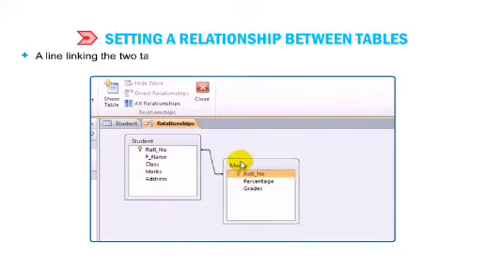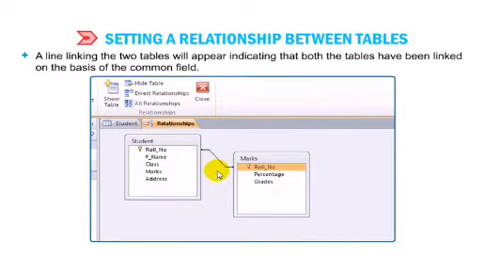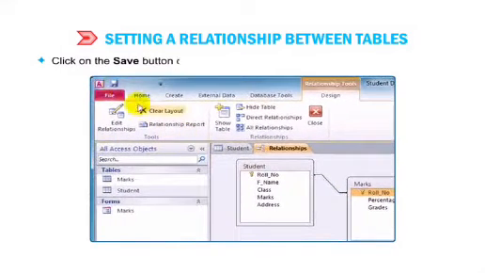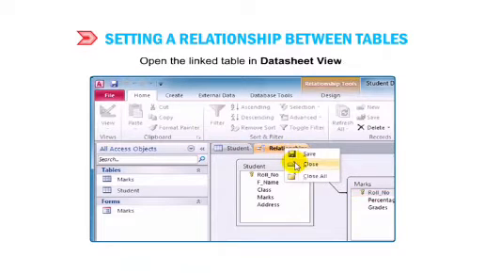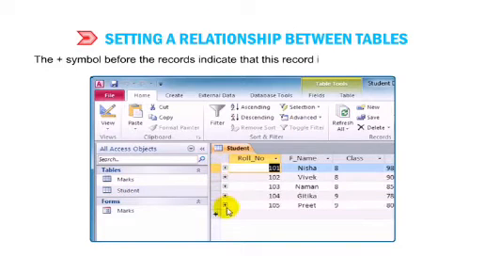A line linking the two tables will appear indicating that both the tables have been linked on the basis of the common field. Click on the Save button on the Quick Access toolbar to save the relationship. Open the linked table in Datasheet view. The plus symbol before the records indicates that this record is linked with another table.